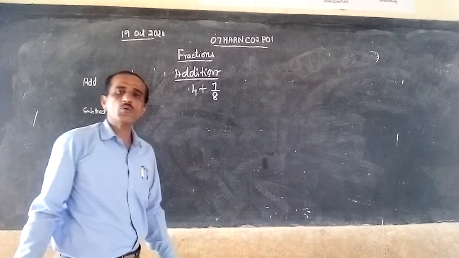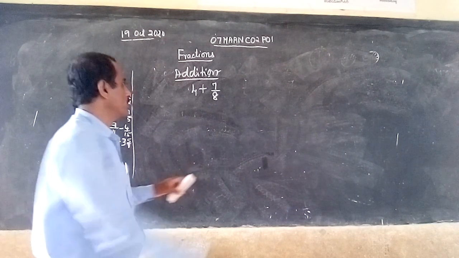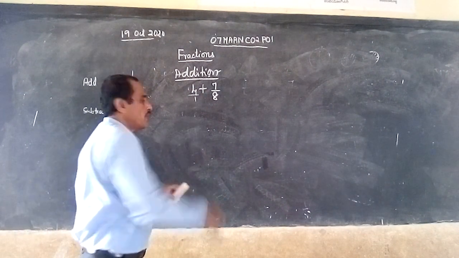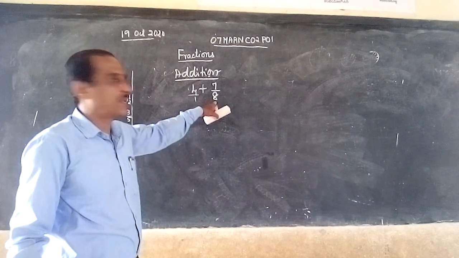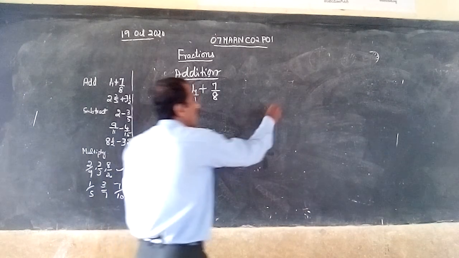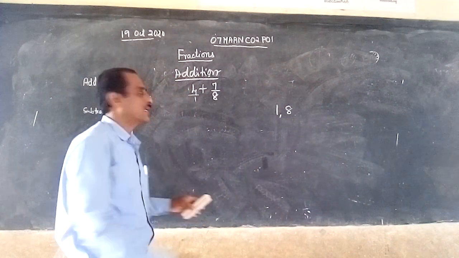Here how do you add? See, to add, you have to find the LCM of the denominators. 4 means 4 by 1. So 1 and 8 are the denominators. So what is the LCM of 1 and 8? The LCM of 1 and 8 is 8.